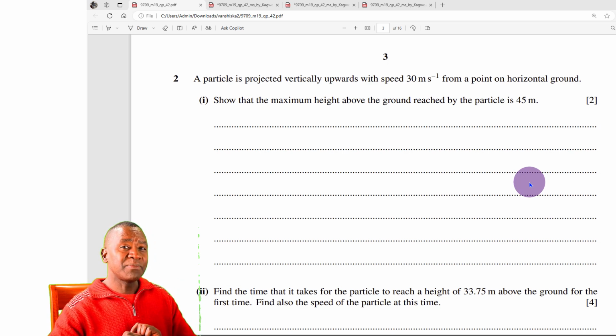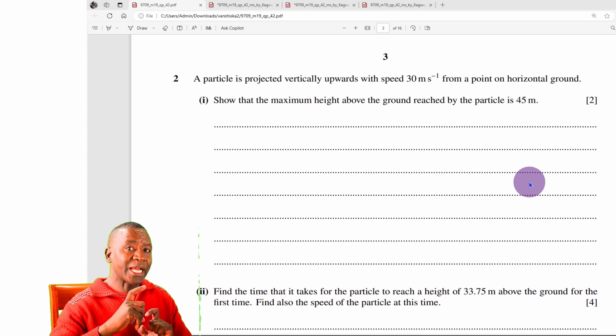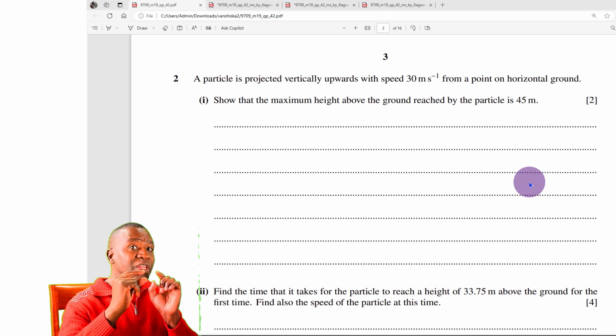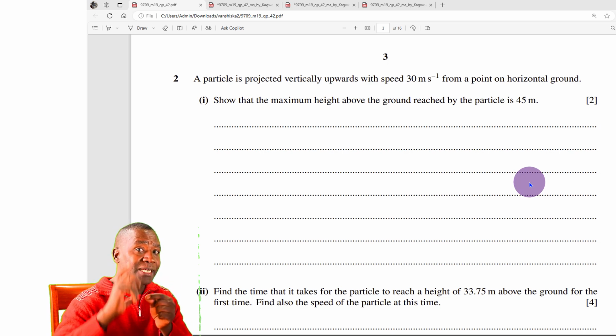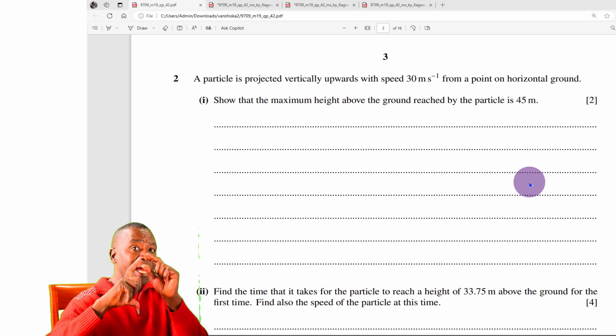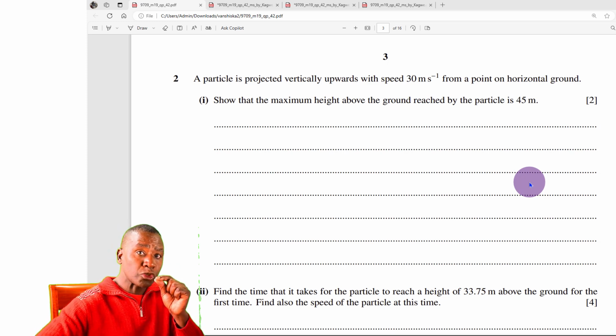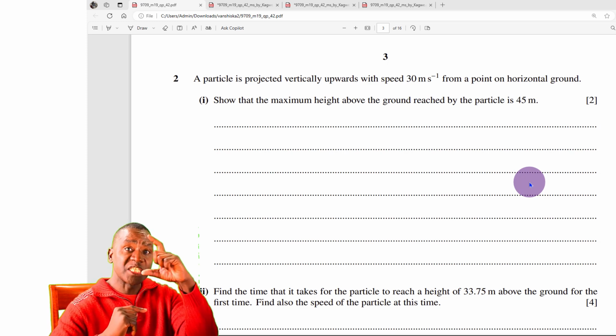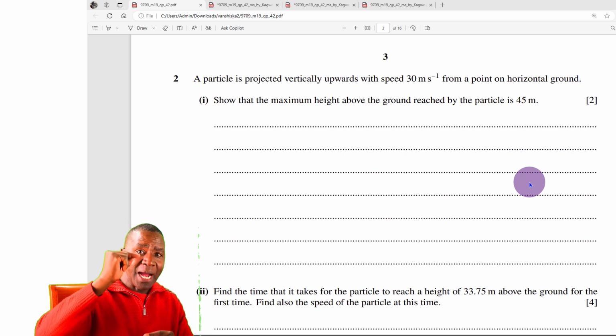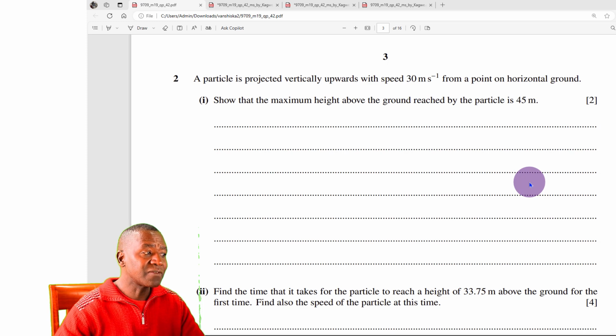Look at that 30 meters per second. In 1 second, it will reduce and become 20 meters per second. In a further 1 second, meaning a total of 2 seconds, its velocity will be 10 meters per second. And finally, after a further 1 second, meaning a total of 3 seconds, its velocity will be 0. So at maximum height, the instantaneous velocity will be 0. It's very important to realize that.